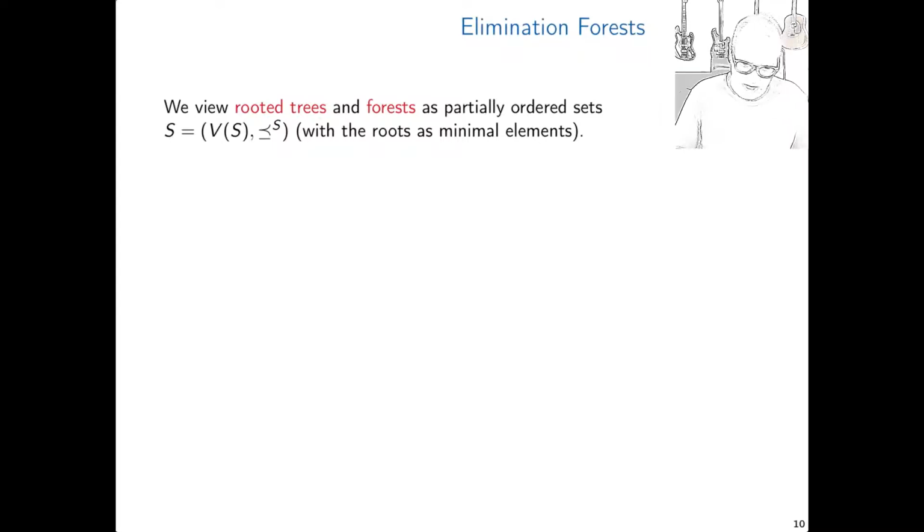The first thing we need for that is a definition of elimination forests of a graph. It's convenient here to view rooted trees and also rooted forests as partially ordered sets. Okay, so let's say we have a tree like this. It's a rooted tree. Then the root is the minimal element, and basically an element is greater than all its predecessors. So that gives us a partial order where the predecessors of each element form a chain.